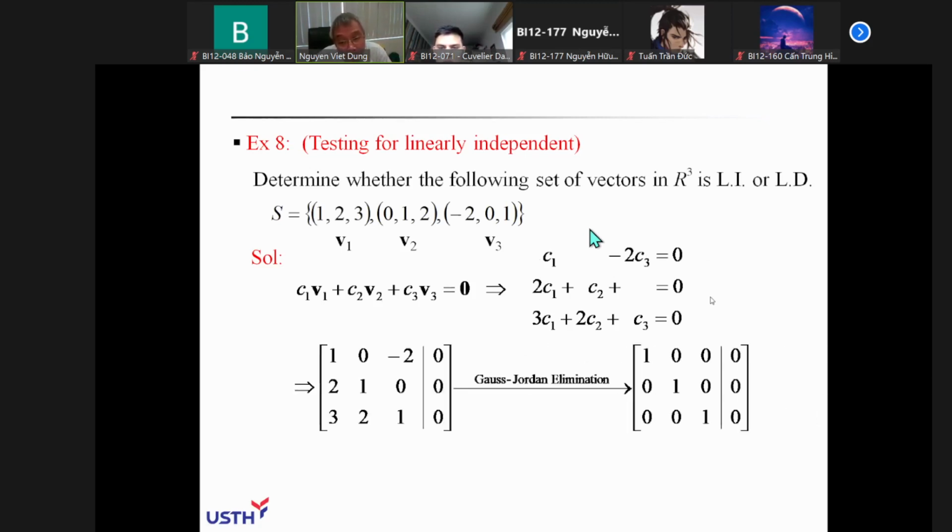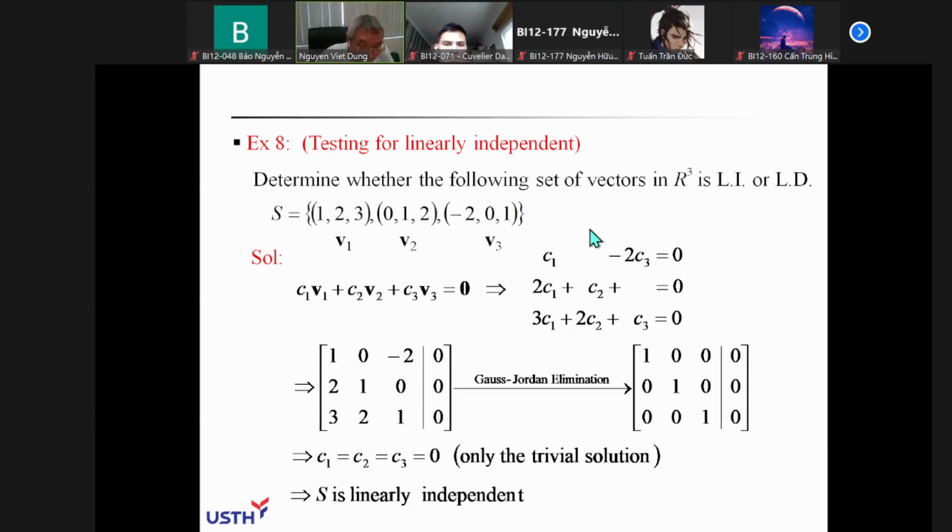Now we apply Gauss-Jordan elimination. We get that one. By that, it means that the system has a unique solution, or we have only one solution, that is c1 equals c2 equals c3 equals 0. It means v1, v2, v3 are linearly independent. S is linearly independent by definition.